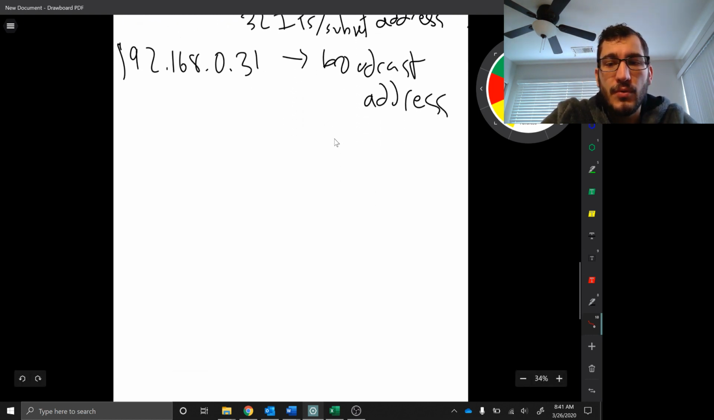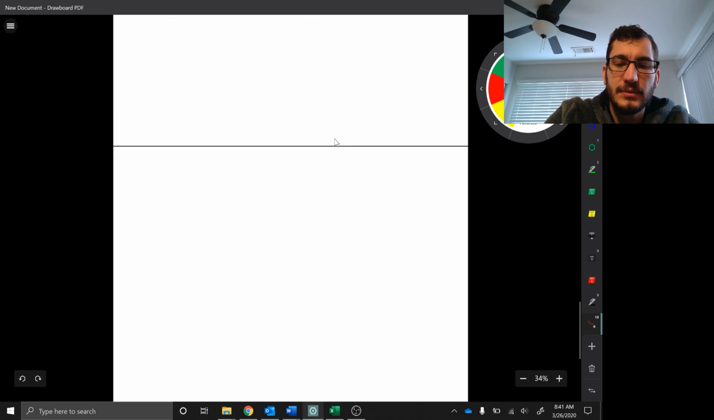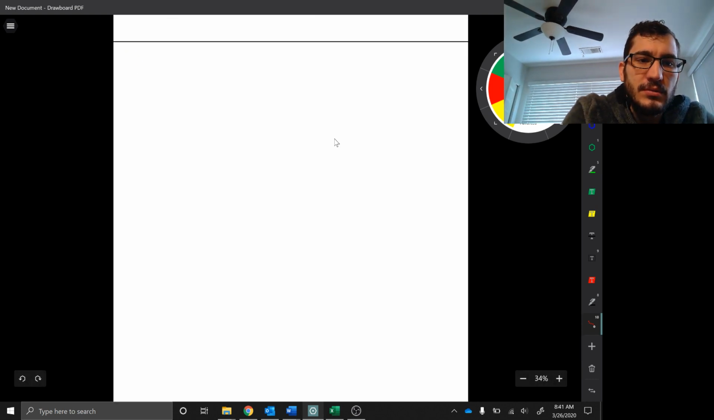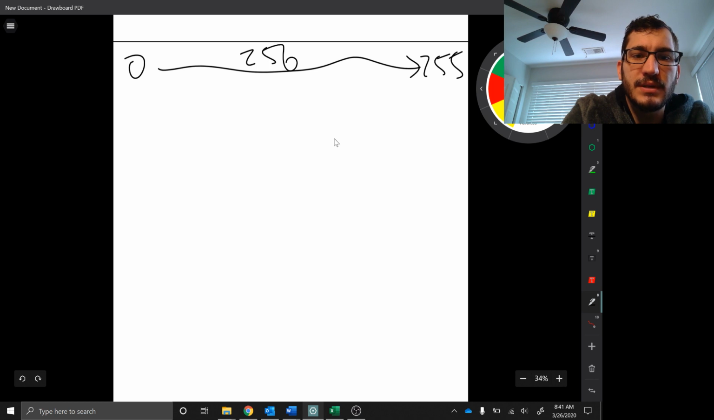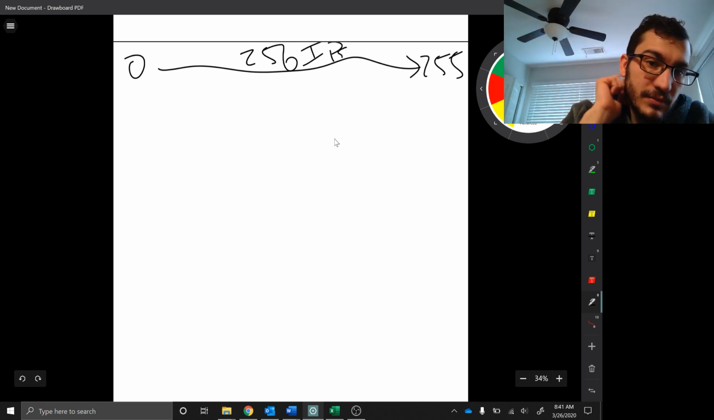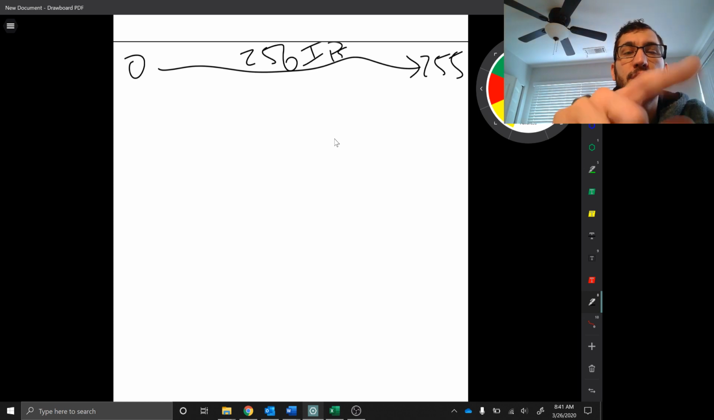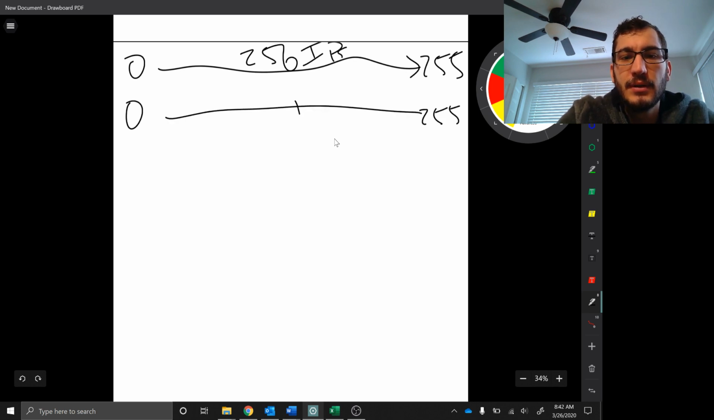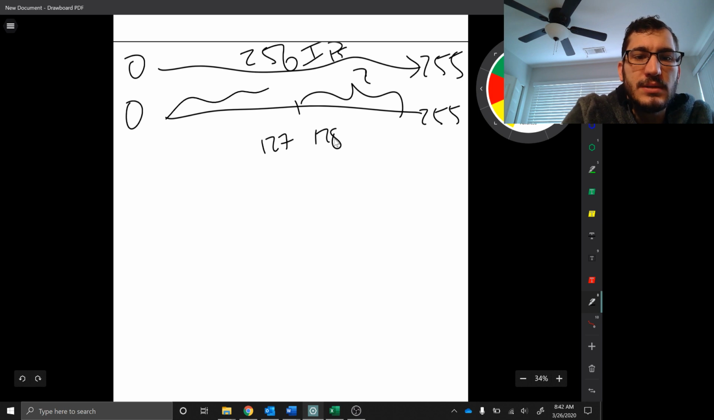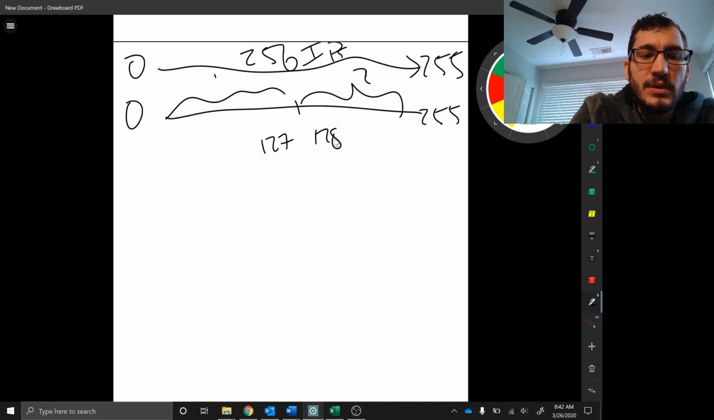Now the last thing I'm going to go over is if I have a network from zero all the way to 255, there's 256 IPs. If you cut the network from 0 to 255 in half, that means you go to 127 and 128. So this is subnet 1, and this is subnet 2. This would be for a .128 network.